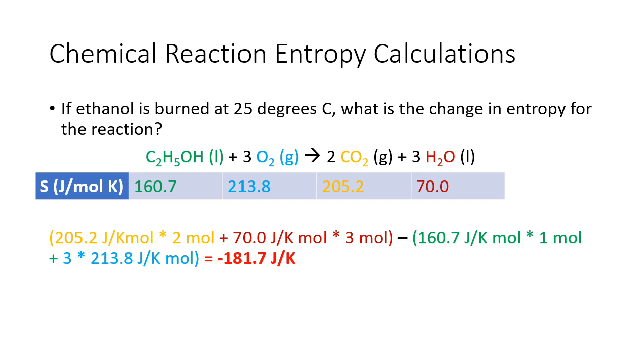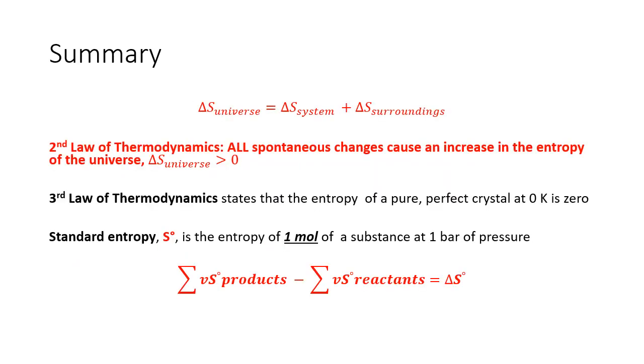Okay, so let's go on to the summary slide. So what are our takeaways from all of this? Delta S of the universe is equal to delta S of the system plus delta S of the surroundings. The second law of thermodynamics states that all spontaneous changes cause an increase in the entropy of the universe. In other words, delta S of the universe is greater than 0. The third law of thermodynamics states that the entropy of a pure perfect crystal at 0 Kelvin is 0.